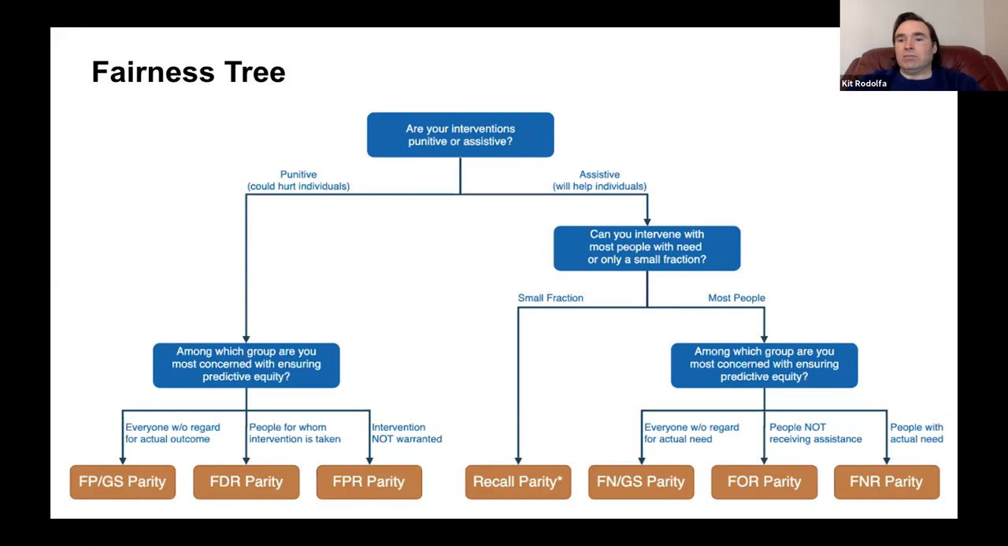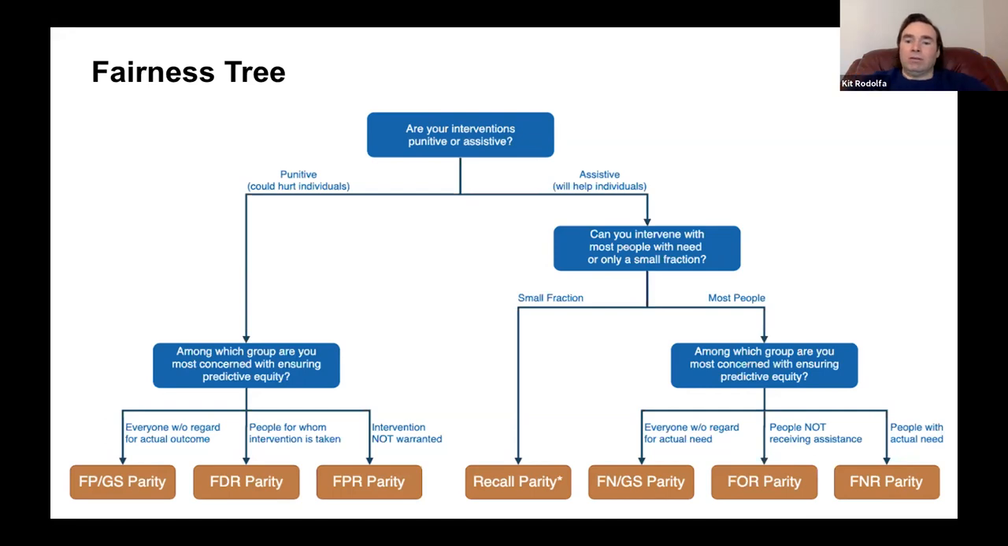The false omission rate parity is, among all the kids in that group that you didn't intervene on, what fraction end up not graduating. The false negatives divided by group size is, among all the kids in one group or the other, regardless of what the model says or what their actual label is, what fraction of them are false negatives. And then recall is basically the inverse of the false negative rate parity. It's just, among all the kids who wouldn't graduate otherwise, what fraction did you intervene on?